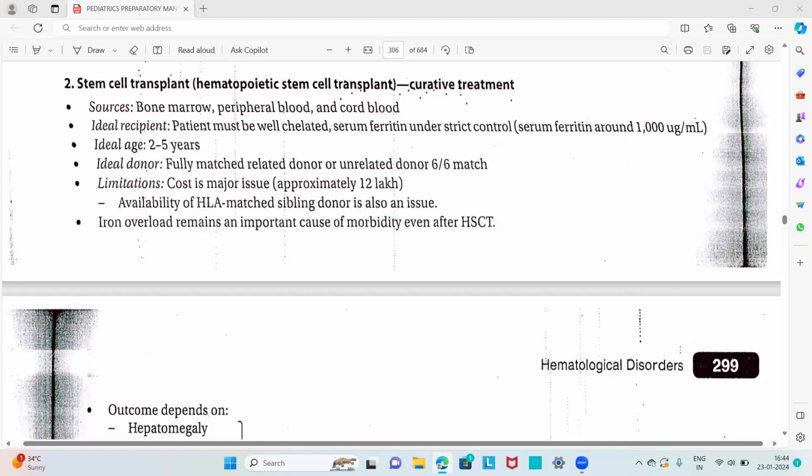And the ideal recipient is a patient who must be well chelated. Serum ferritin is under strict control, and ideal age is 2 to 5 years. And the ideal donor is a fully matched related donor or an unrelated donor with a 6 by 6 match. The limitation is that cost is a major issue. Approximately 12 lakhs is needed for this stem cell transplant. Then iron overload remains an important cause of morbidity even after the hematopoietic stem cell transplant.